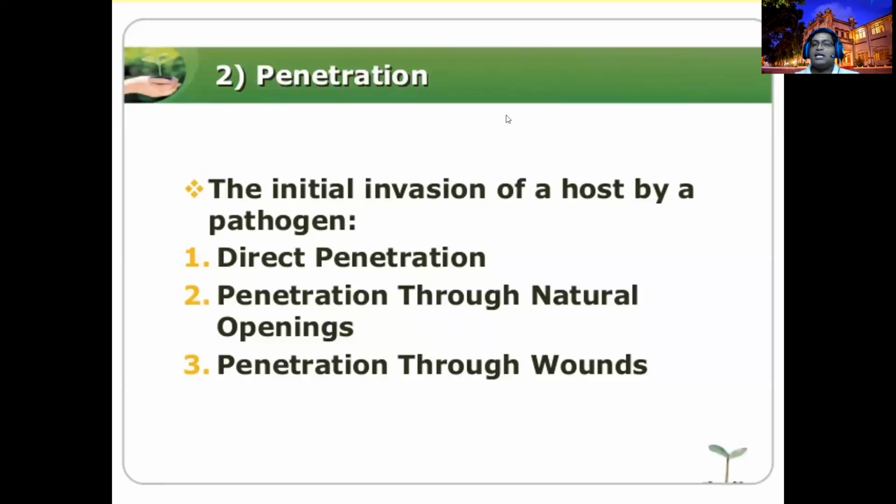Broadly, there are three ways of pathogen penetration. The initial penetration is sometimes called an invasion; once it has penetrated, going in is called invasion. Invasion of the host by a pathogen may be in three ways: direct penetration, penetration through natural openings, especially by bacteria and some fungi, and penetration through wounds, where mainly all pathogens can go in.